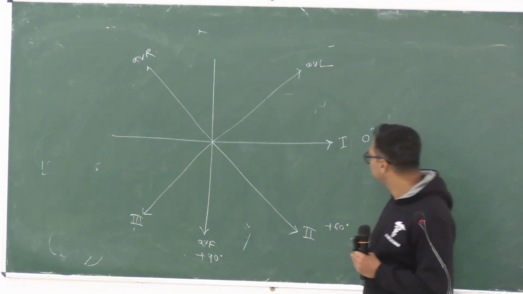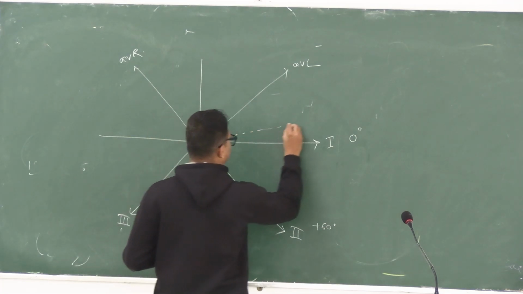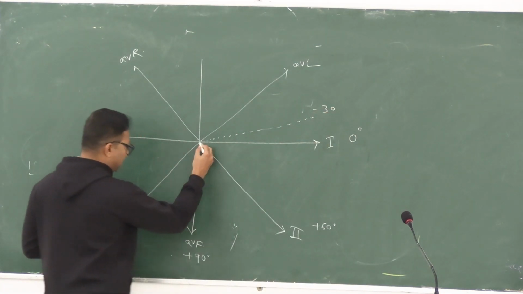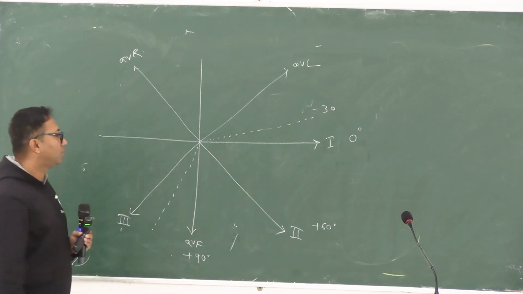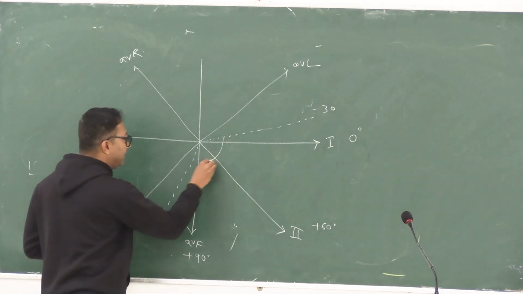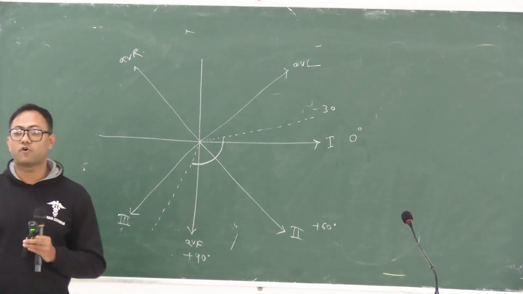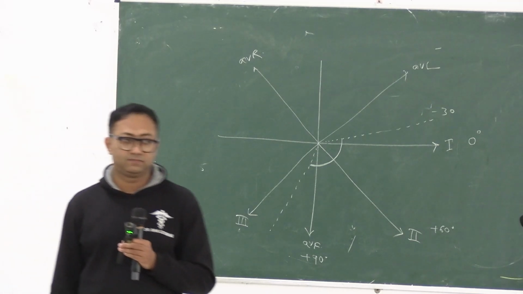Normal axis is minus 30 to plus 110. Whenever your mean electrical axis falls within this range, the axis is normal.